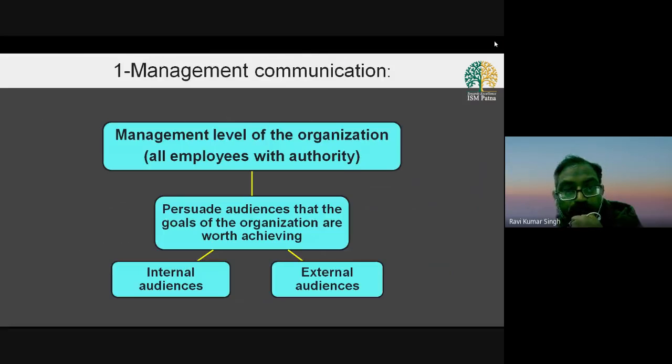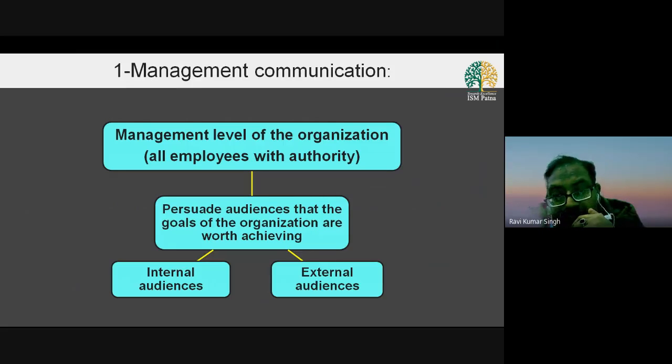So coming down to the first, management communication means the management of the organization. Management means all employees, all people who are holding some kind of authority, who have some kind of discretionary power, meaning the ability to take decisions. Such people are known as people having managerial positions. They have to communicate with internal audiences as well as external audiences.